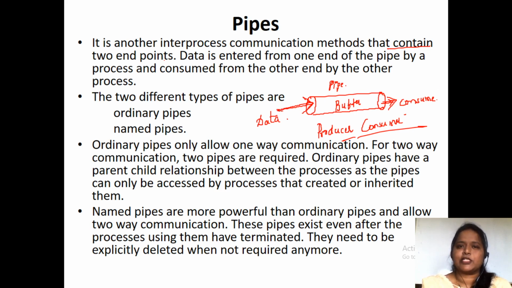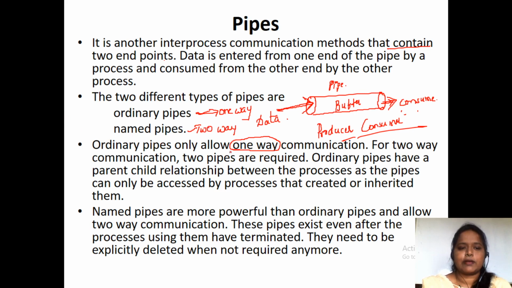Like in a pipe, as we are going to have two ends, at the first end we will send the data, and at the second end we will consume the data. Here there are two different types of pipes, ordinary pipes and named pipes. When we talk about ordinary pipes, they allow only one-way communication. Named pipes are two-way communication. That is the difference between the ordinary pipe and the named pipe.